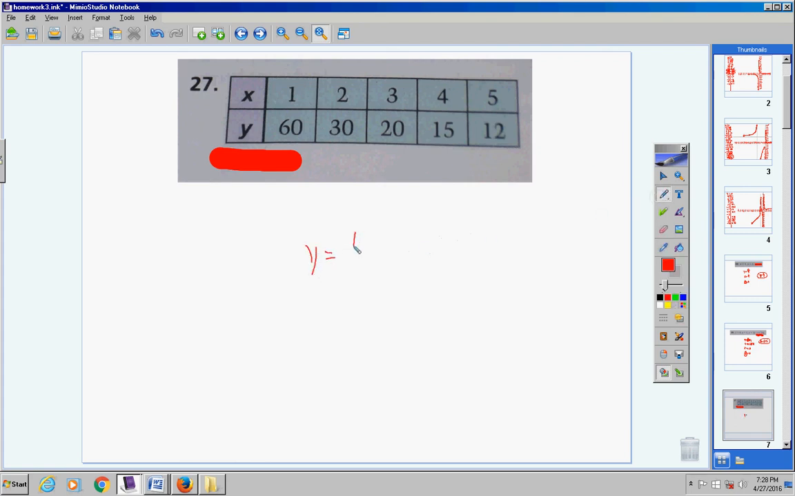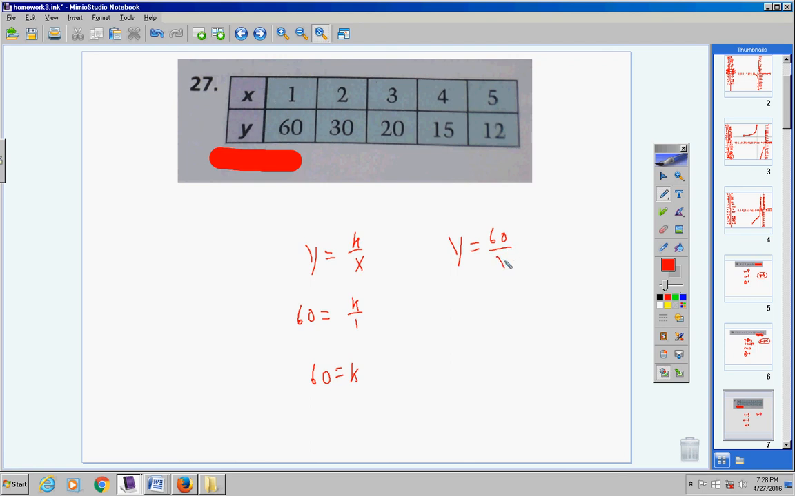Y equals k over x. Where the y is, I will put a 60. And by the way, Mr. Error, why are you using this ordered pair? Look, you can use any ordered pair to solve for k. It does not matter. Y is 60, x is 1. Multiply both sides by 1, 60 equals k. So where the k is, I'll put a 60.